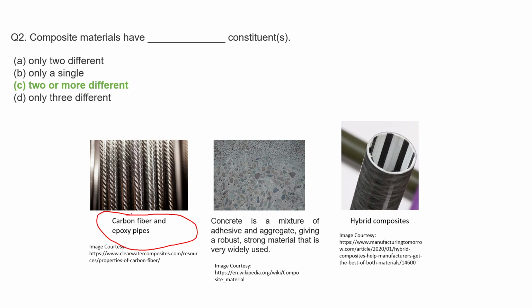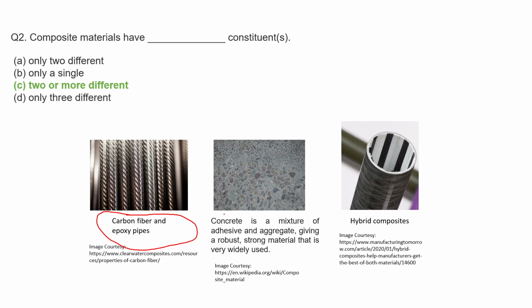Can anyone tell, from carbon fiber and epoxy, which is reinforcement and which is matrix? Carbon fiber is the reinforcement. Epoxy is the matrix. Yes, right. So this composite is made of two phases, the reinforcement and matrix, and here the reinforcement is carbon fiber and epoxy is acting as a matrix. So there are only two components.